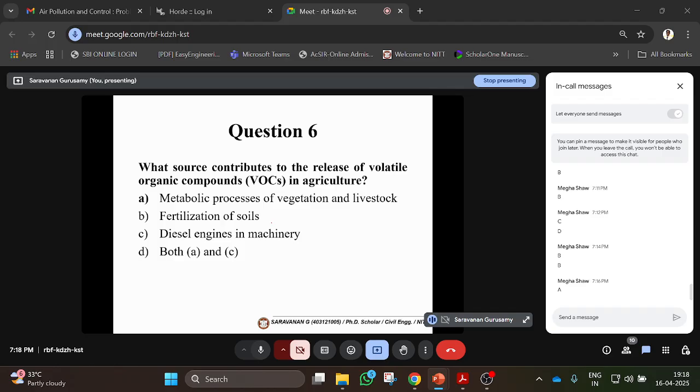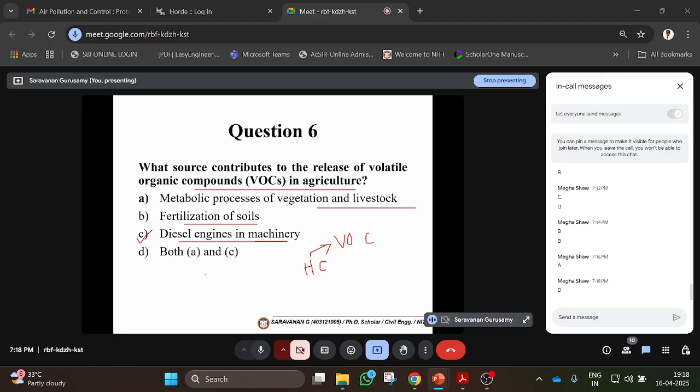Sixth question: what source contributes to the release of volatile organic matter in the agriculture? Same, agriculture is the sector. Which source contributes to VOCs? Metabolic process of vegetation and livestock, fertilization of soil, diesel engines in the machineries. Because diesel is a hydrocarbon, so surely it will release VOC. So option C is correct.